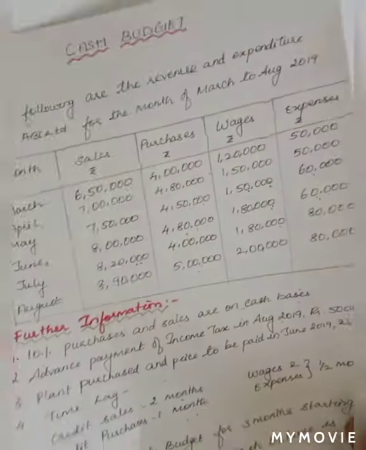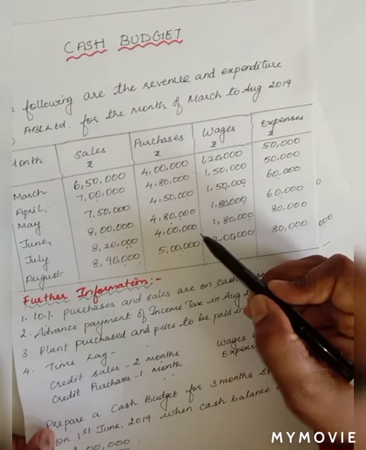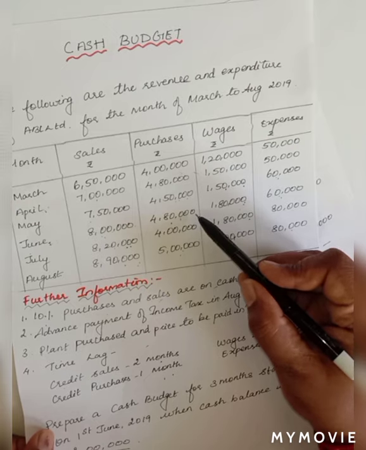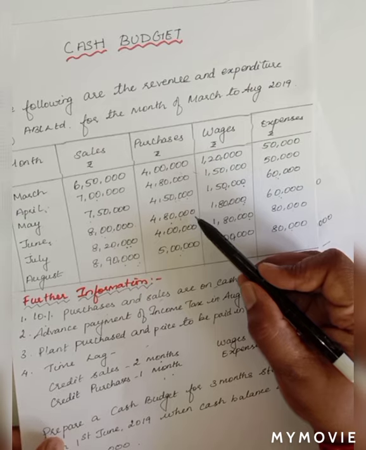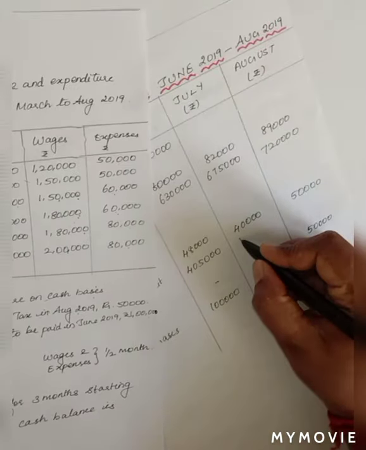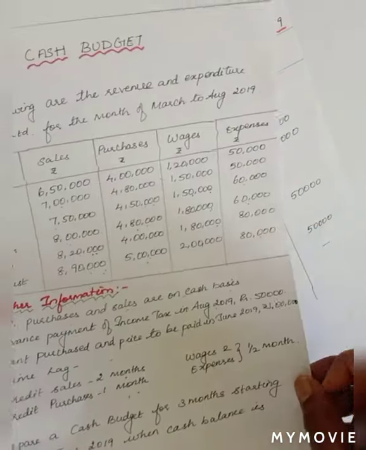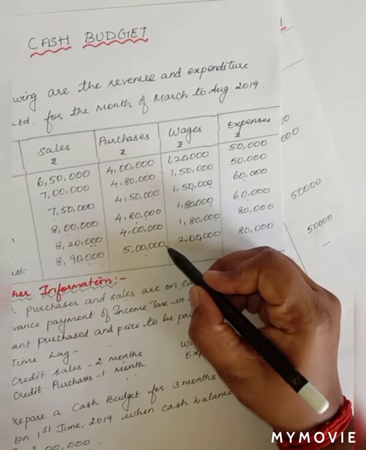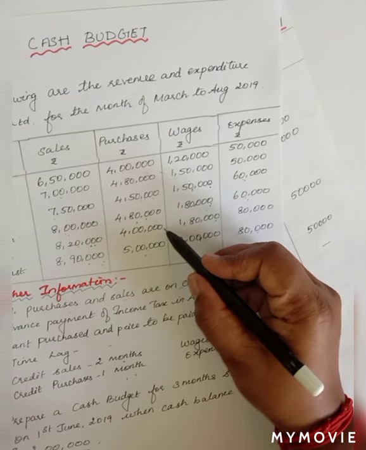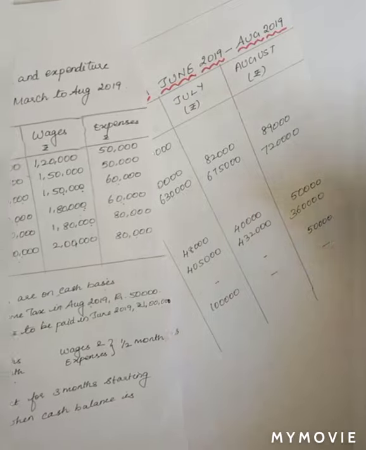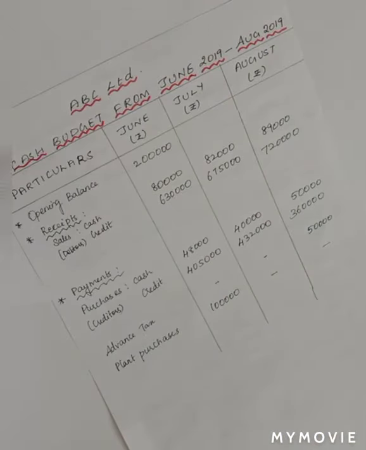Likewise, in the next month, July, you have to pay 90% of 4,80,000 rupees, which is 4,32,000. And likewise, for August, you have to pay 90% of July's 4 lakhs, which will be 3,60,000. So this is how purchases are being entered.